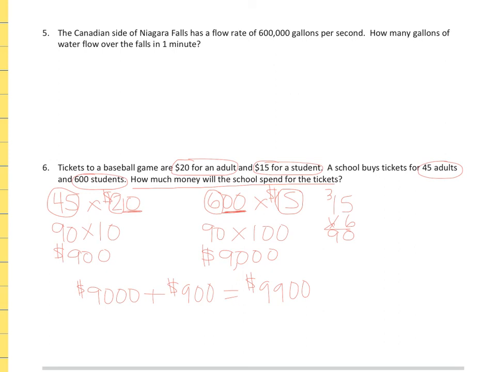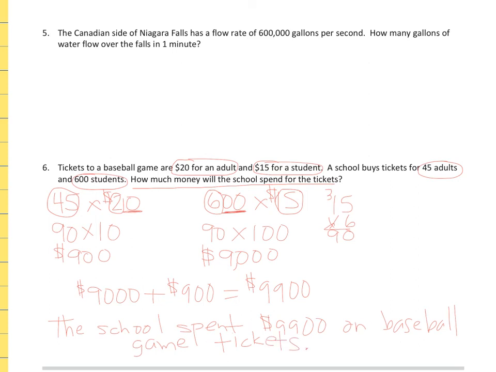And then we can write our sentence out. The school spent $9,900 on baseball game tickets. Period.